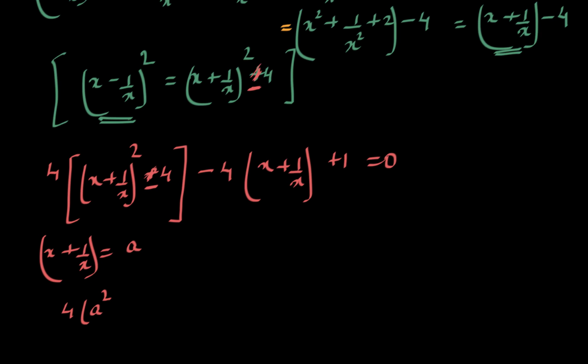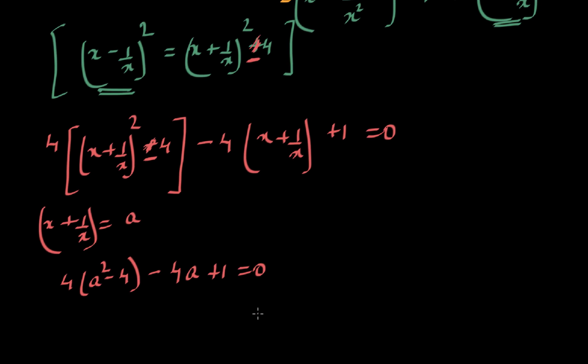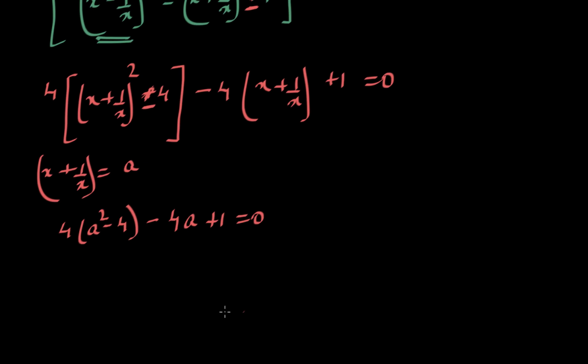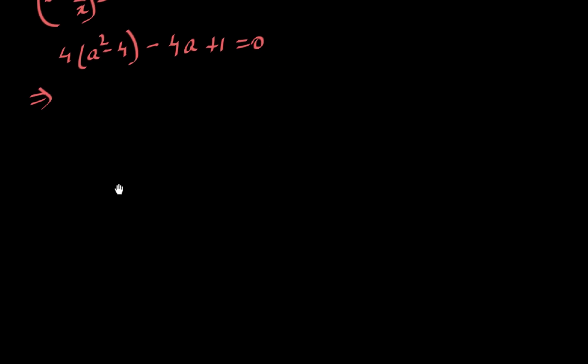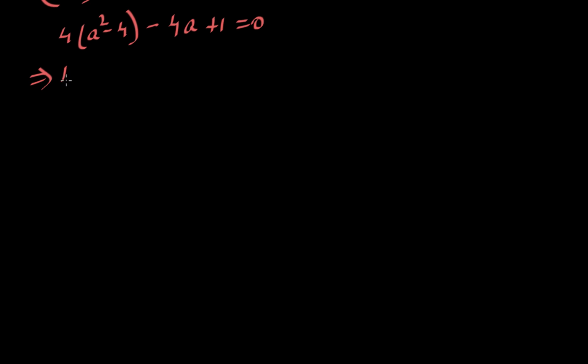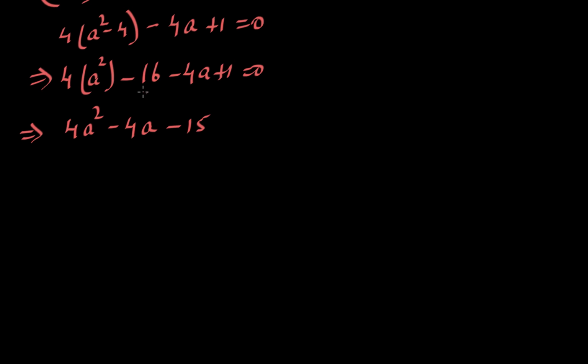So this becomes 4 into (a square minus 4) minus 4 times a plus 1 equals 0. Now let us try to solve this. This is a simple quadratic equation. So 4 into a square minus 4 into 4, 16, minus 4a plus 1 equals 0. So this gives me 4a square minus 4a minus 15, since minus 16 plus 1 is minus 15, is equal to 0.